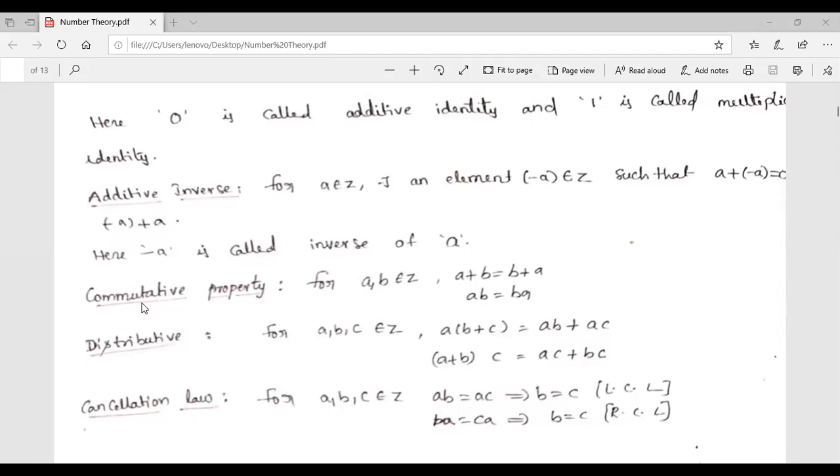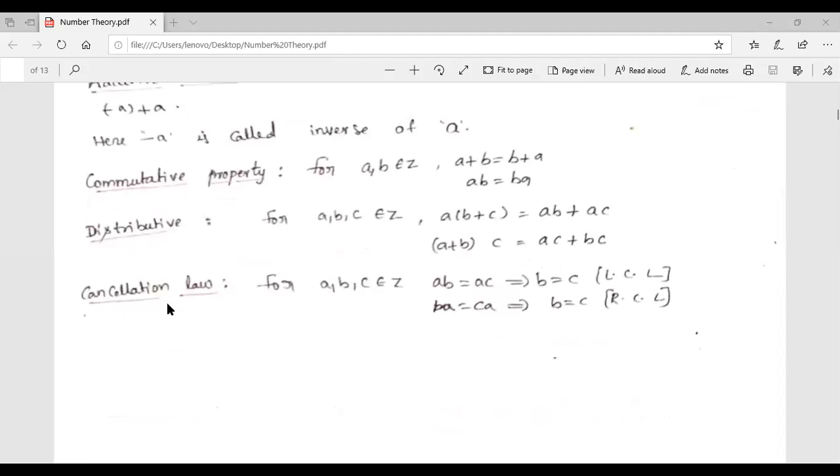Next one, cancellation law. For elements a, b, c belongs to Z, where a, b, c are elements in the integer set Z, if ab is equal to ac, then b is equal to c. It is called the left cancellation law. And if ba is equal to ca, then b is equal to c. This is the right cancellation law.